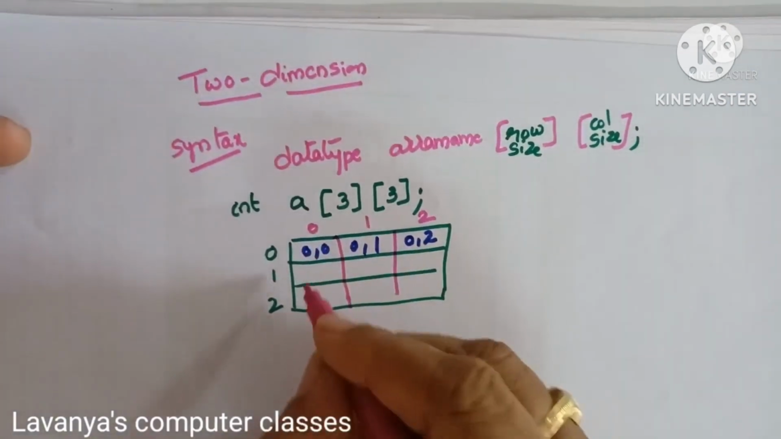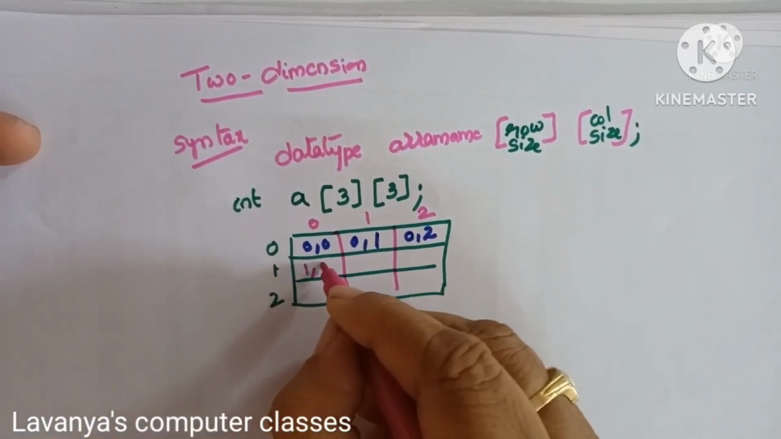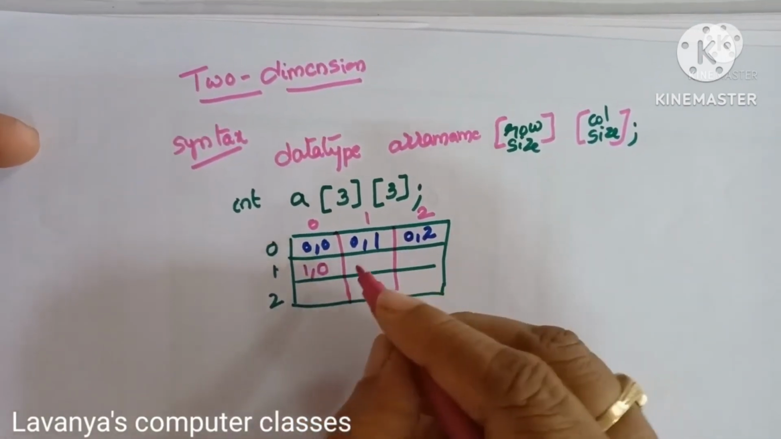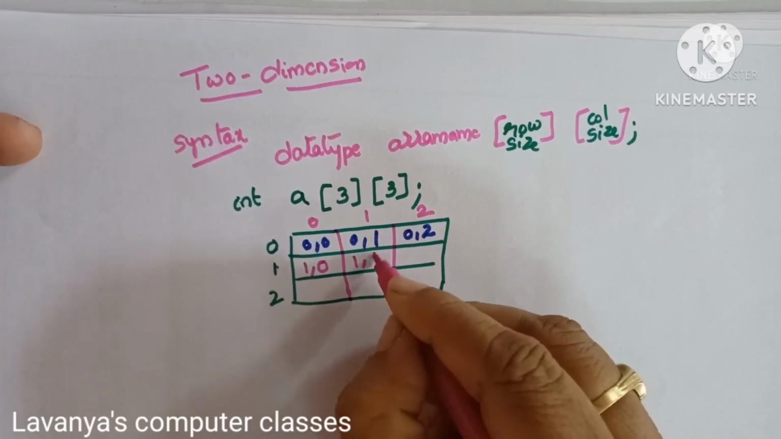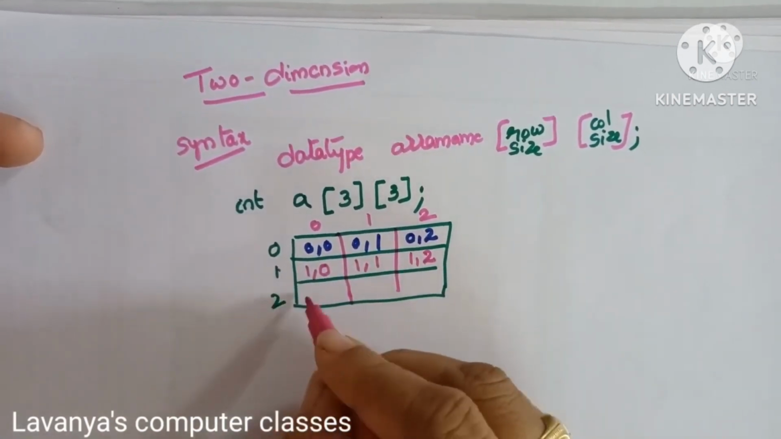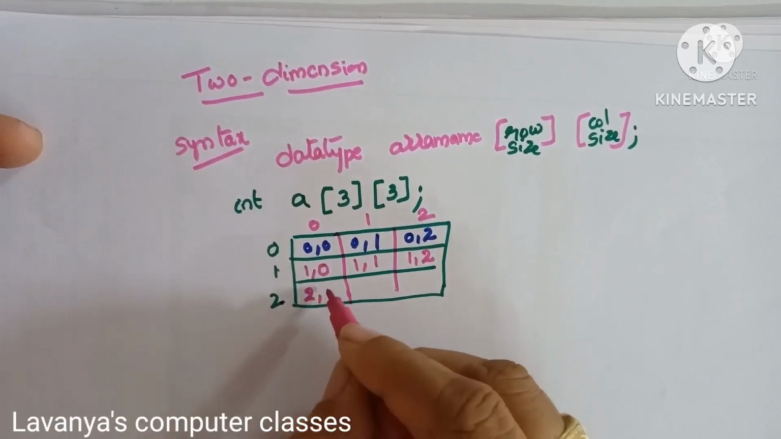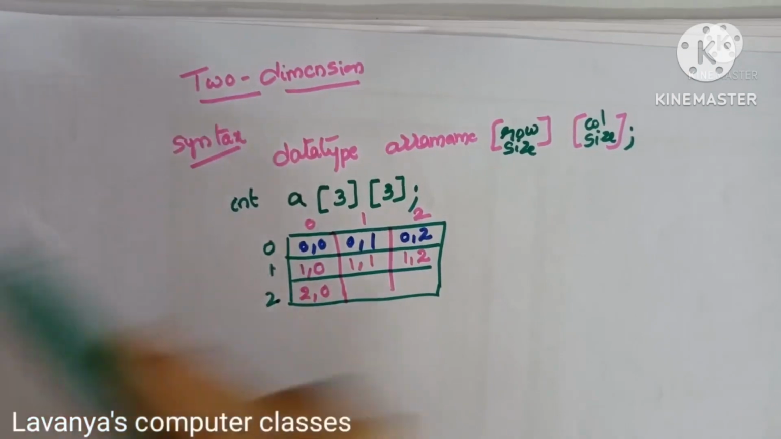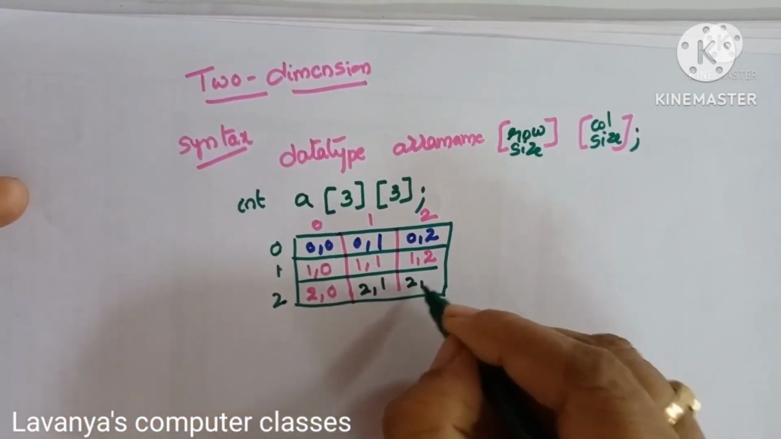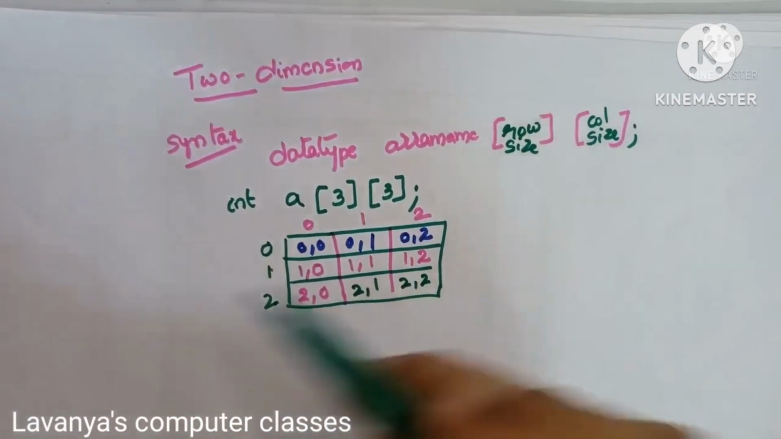Similarly, the place of this one is first row, 0th column. First we write the row address, then the column address. This is the first row, first column, first row, second column. What is the address of this location? It belongs to second row, 0th column, second row, first column, second row, second column. So this is called a two-dimensional array.